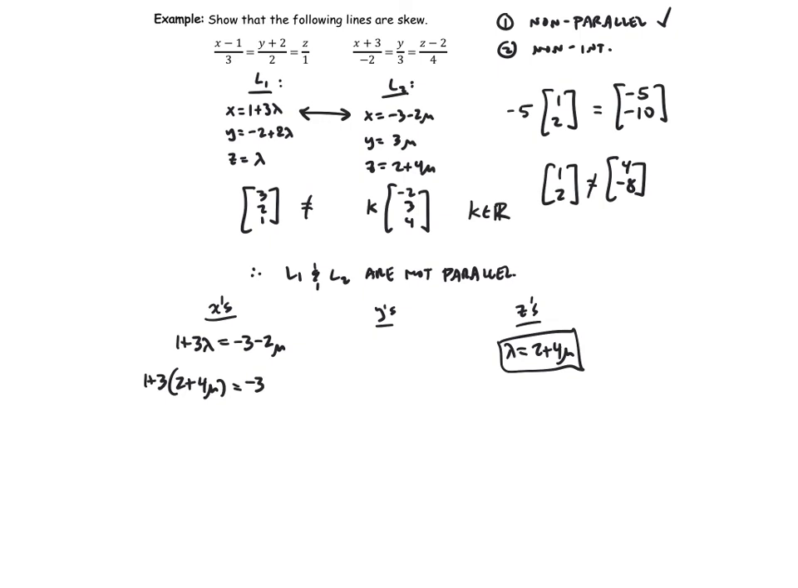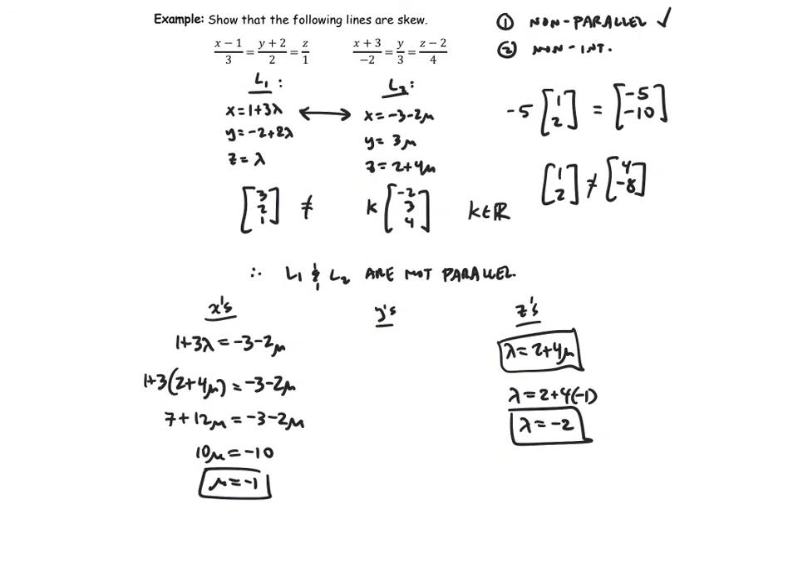Okay, now I just have two equations, two unknowns. Actually, one equation, one unknown now. I had 2 and 2, but now I'm going to be in a better situation. So that would be 1 plus 6, which is 7, plus 12 mu is equal to negative 3 minus 2 mu. So that would equal 10 mu is equal to negative 10, which means that mu equals negative 1. I like that. So when mu equals negative 1, lambda, let's see, what does lambda equal? Lambda equals negative 2.